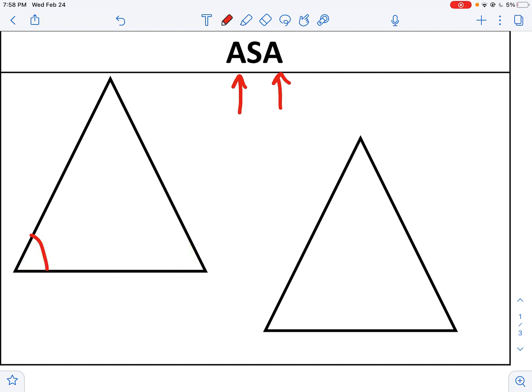Or if I put my angle up top, where would my side have to go? Well, here are the two angles. Right in between the two angles is that side right there. And finally, I could do angle, side, angle. So I'm going to use that last one here to get angle, side, angle.